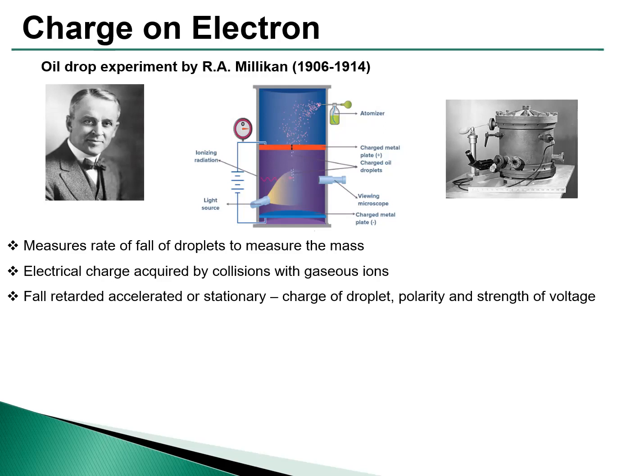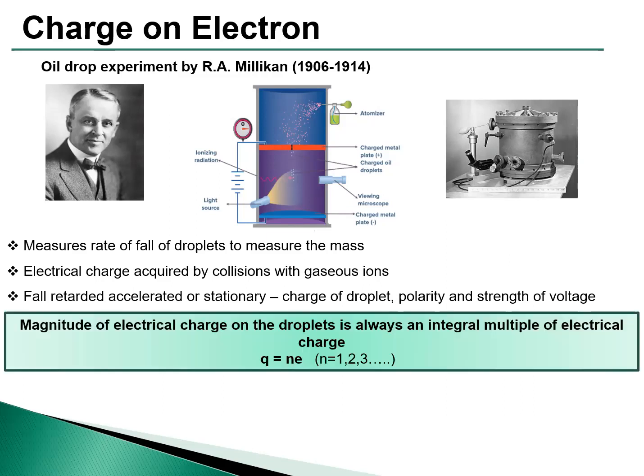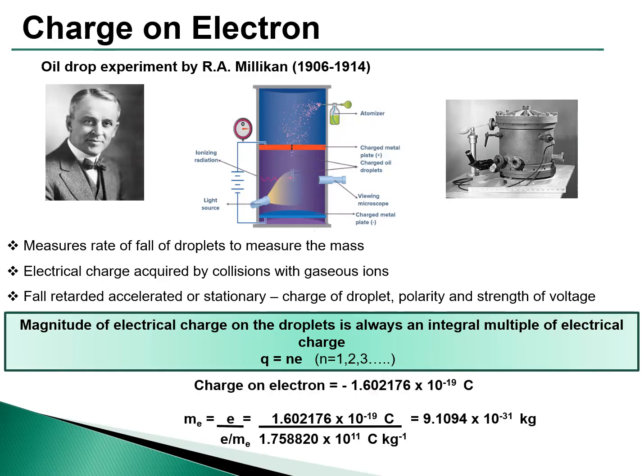Electrostatic force, gravitational force, and viscous drag are acting upon the droplet. Millikan measured the effects of the electrical field and concluded that the magnitude of the electrical charge on droplets is always an integral multiple of the electrical charge, that is, q = ne. Hence, the charge on the electron was calculated to be −1.602176 × 10^−19 coulomb. Using the charge to mass ratio and the electrical charge, the mass of the electron was found to be 9.1094 × 10^−31 kg.